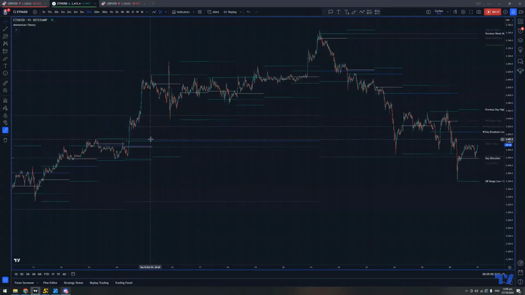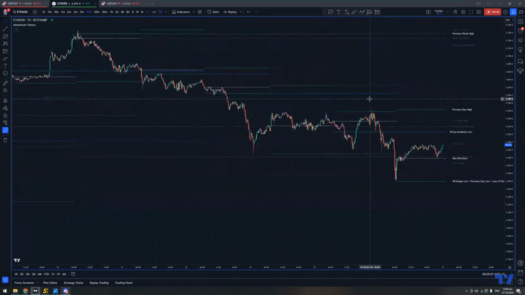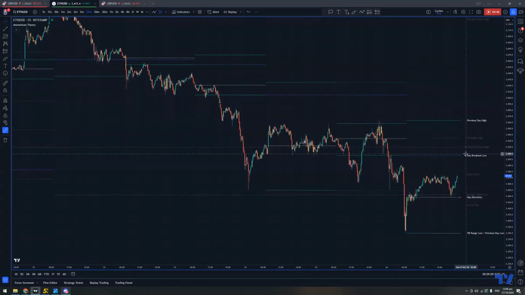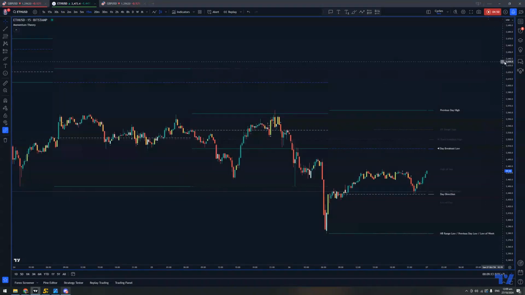So previously it was the same color as the previous day low and previous day high. Now I can clearly see the breakout levels without really having to look for them. So that's what's changed with this. Nothing else. Everything is still standard.